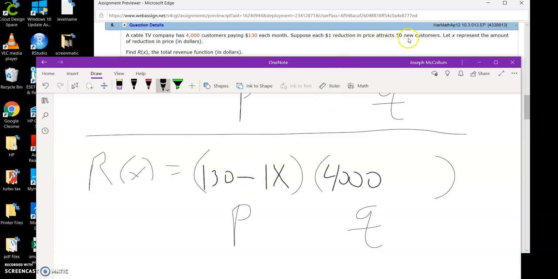Now, we're attracting customers. Since we're attracting customers, I know I'm going to be adding on customers. How many? Well, it depends on how much we reduce by. It says for every reduction, we attract 50 new customers. So I'm going to write that as 50x. And so this is how I arrive at my equation. I have my base information, 4,000 and 130. That's where they go, base information. Remember, price goes with price, quantity with quantity.